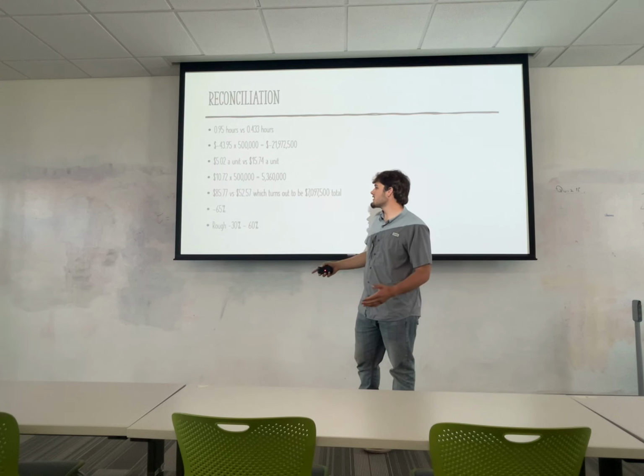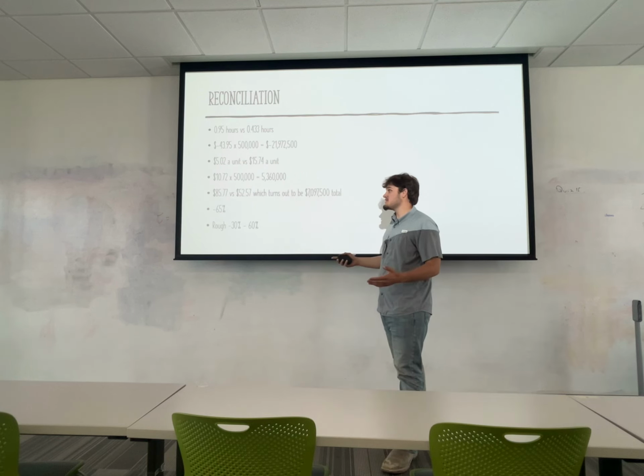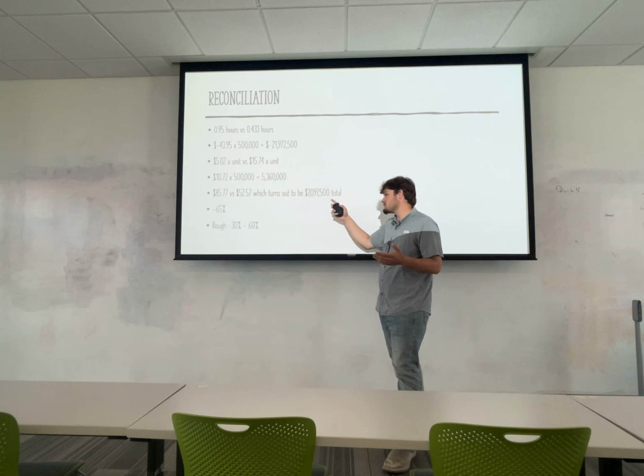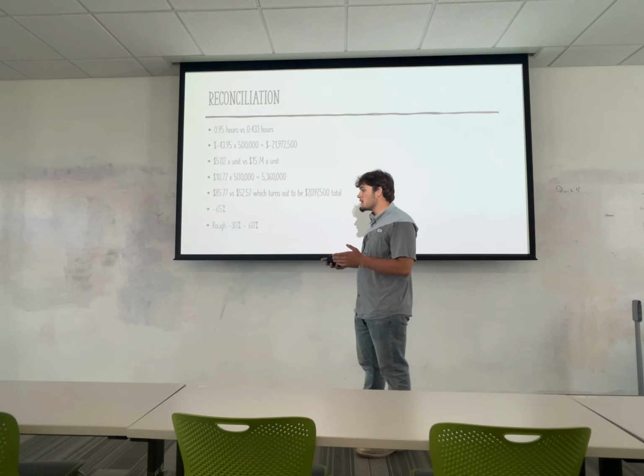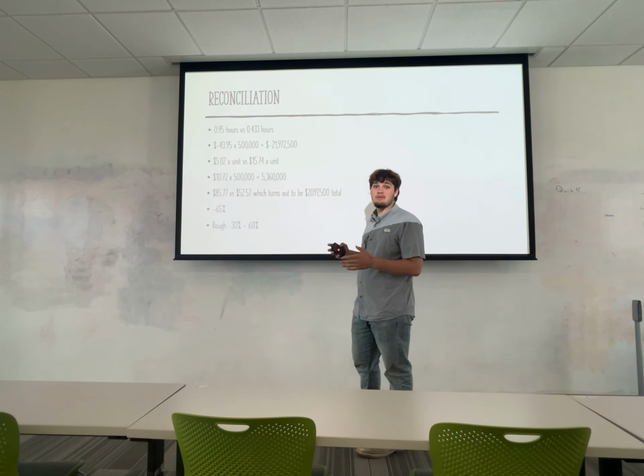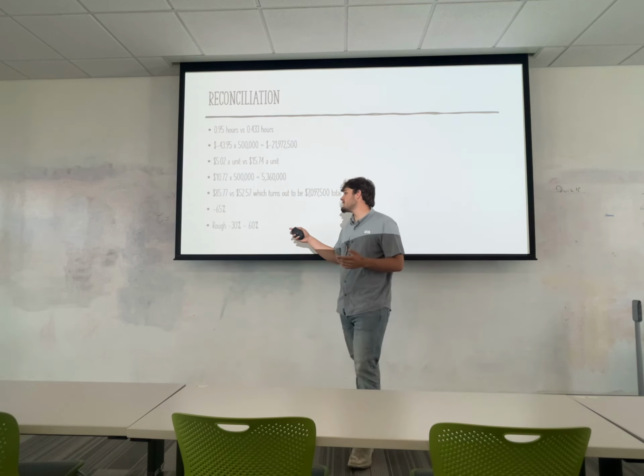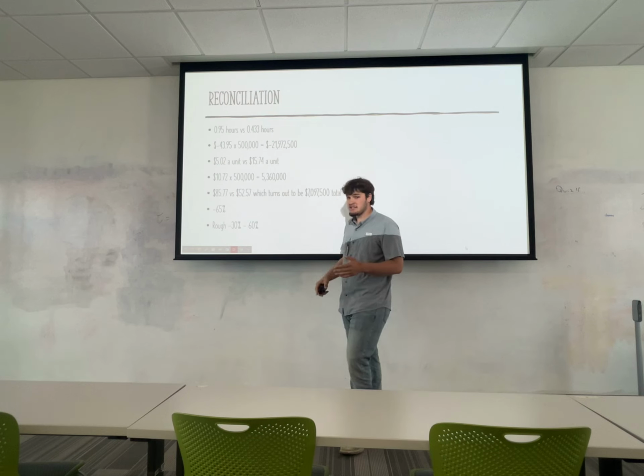So $85.77 versus $52.57 over the course of 500,000 units. That turns out to be $97,500, which whenever we're talking about how I wanted to do my estimate as a semi-detailed estimate, my estimate was negative 65% off. That's a lot. That doesn't even meet the criteria for a rough estimate, which is negative 30% to 60%.